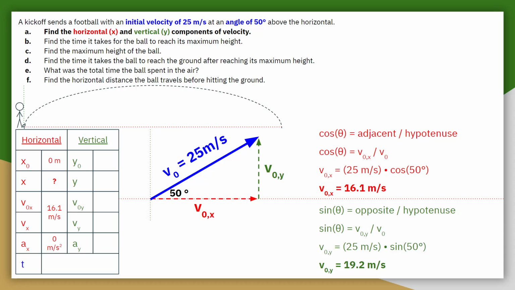For our vertical variables, the ball starts off at a height of 0 meters. It ends at a height of 0 meters. It starts off with an initial vertical velocity of 19.2 meters per second.